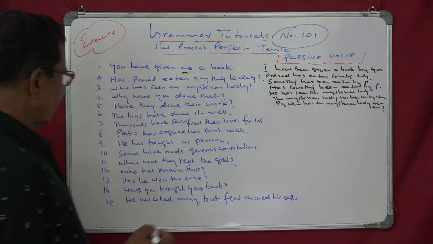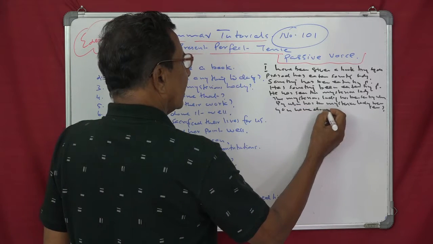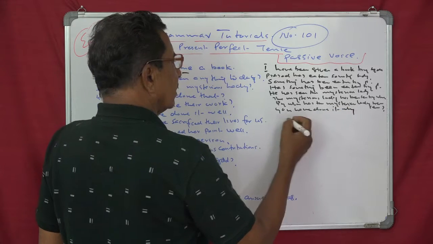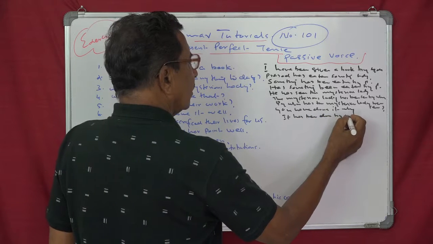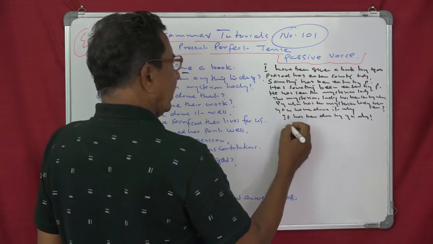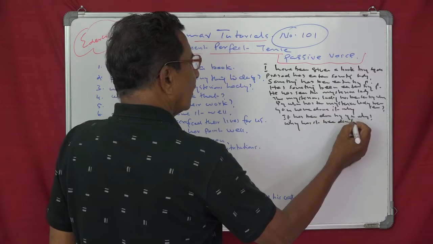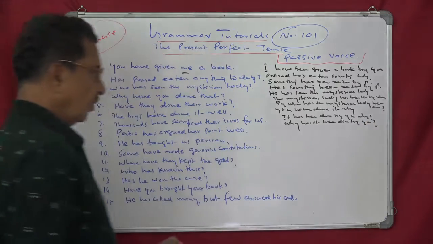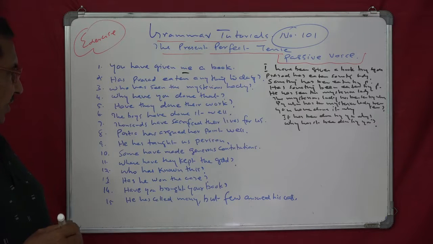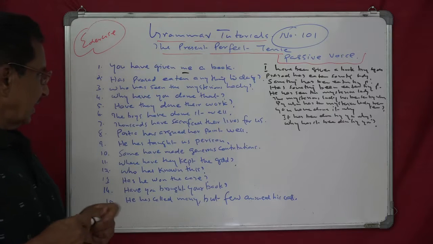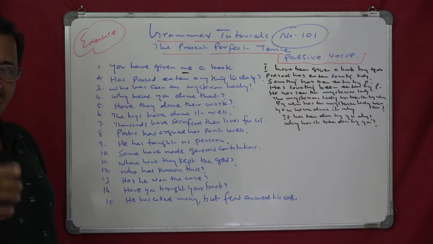Then we have the next. Why have you done it? So you change that into a statement: you have done it, why? So it has been done by you, why? Why has it been done by you? Question mark. And the next one, have they done their work? Very simple, you can see. What is the answer? Their work has been done by them.